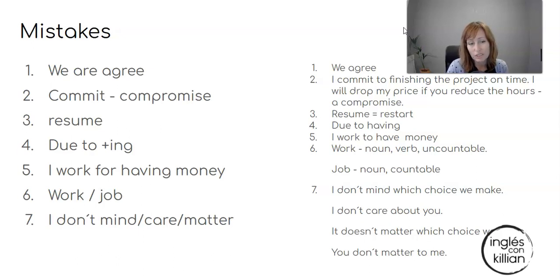Okay? Number 4, due to. So the conjunction due to is always followed by the verb in ing. Okay? For example, due to having to work late, I won't make the party. Okay, sometimes you don't need a verb. For example, due to the weather, we have to cancel the event. Okay, but if you're using a verb, the verb has to be in ing.